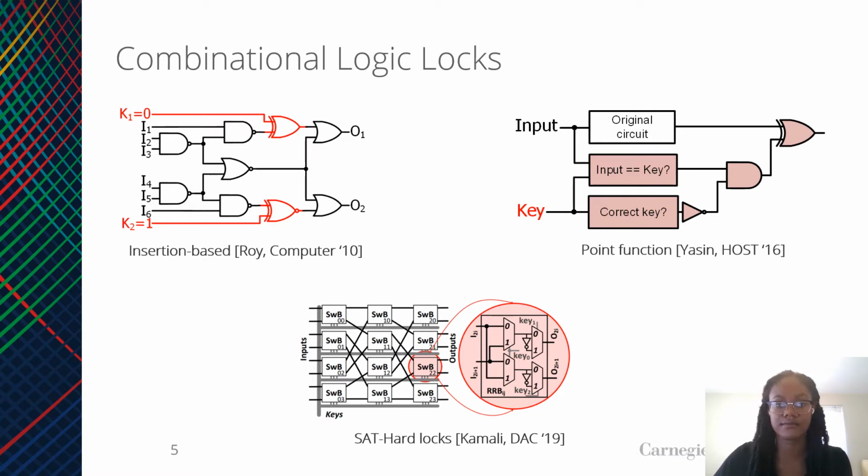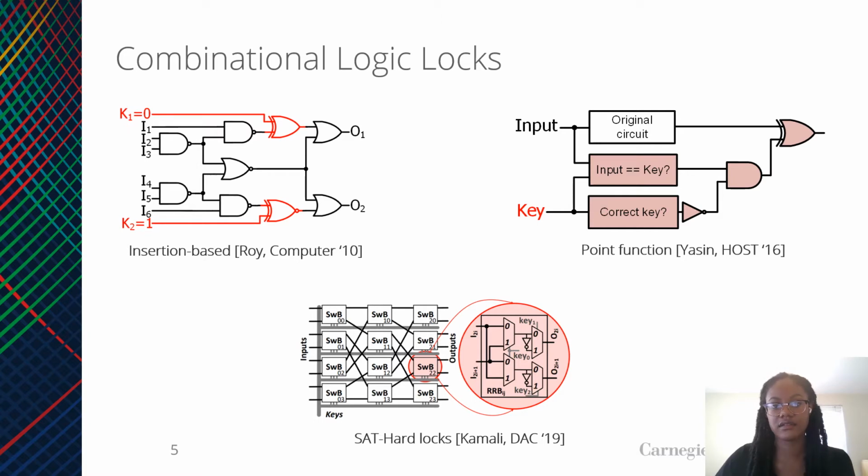And additionally, there are locking methods that aim to minimize the effectiveness of attacks by minimizing the number of incorrect keys that can be ruled out with each input pattern. And so this reduces the effectiveness of attacks that work by pruning out incorrect keys. And these locks are referred to as point function locks because they modify the output of the circuit using external circuitry.